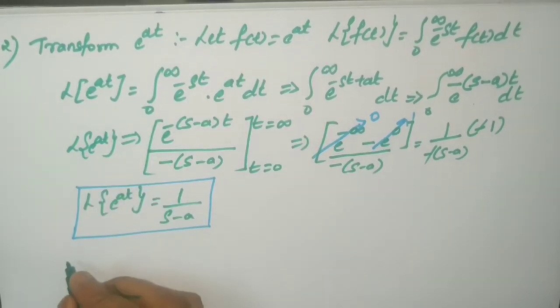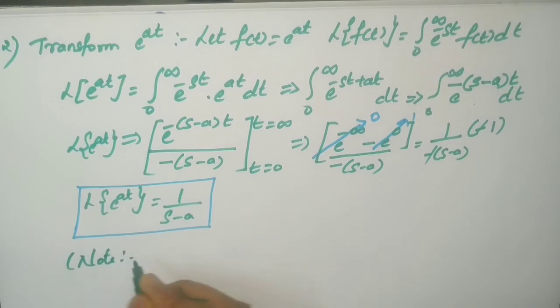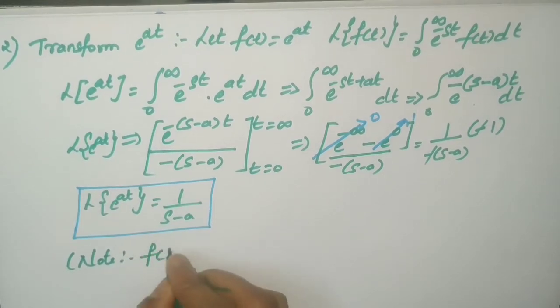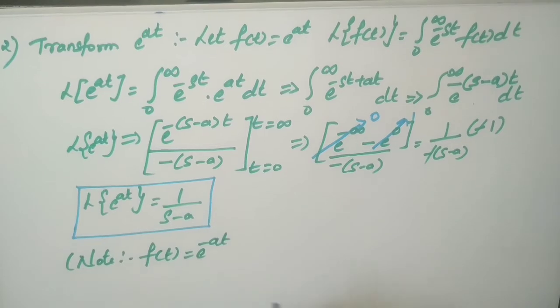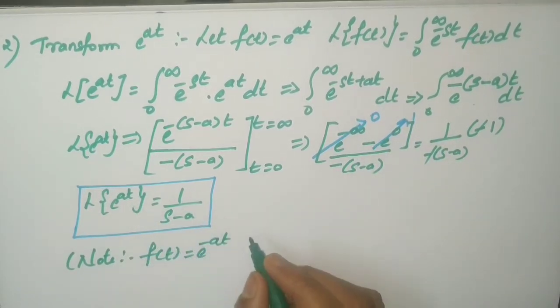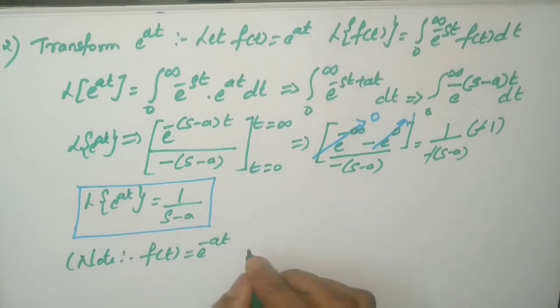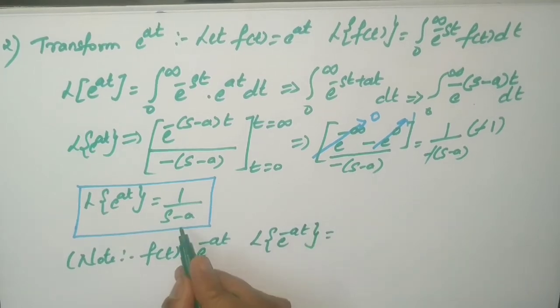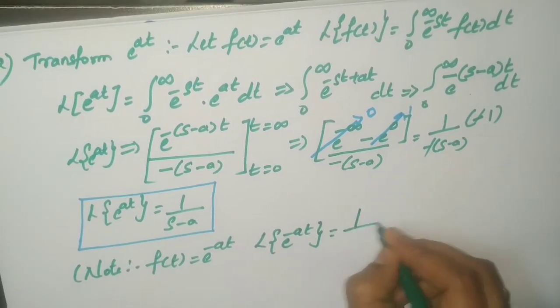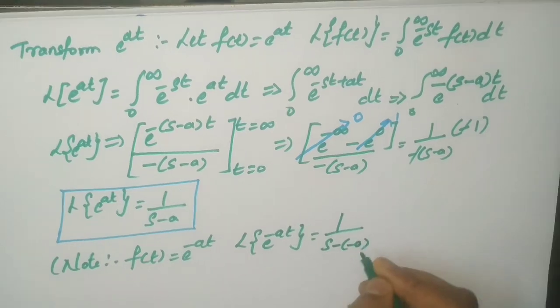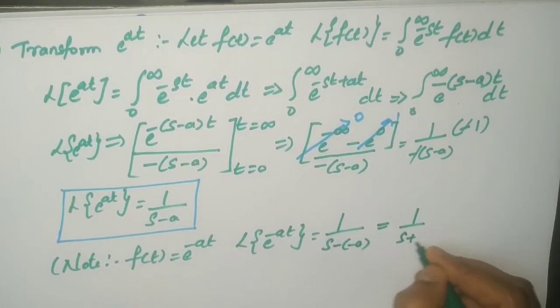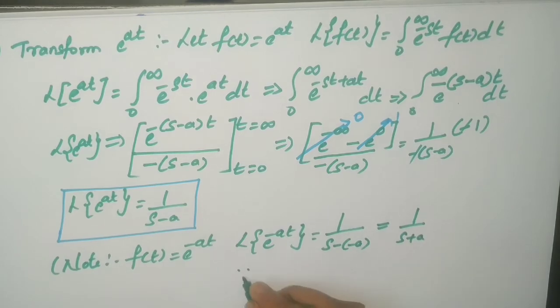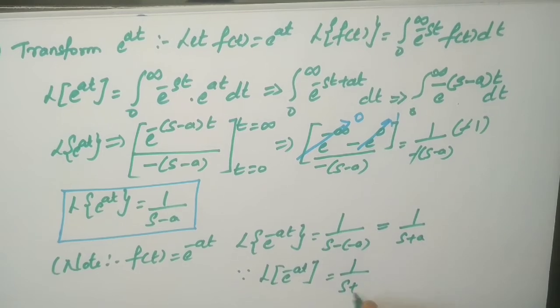You can take it as a note. Instead of e power at, if we have f of t as e power minus at, you can apply the same procedure of solving, or you can directly replace a by minus a in our previous result. So Laplace transform of e power minus at: in this formula you put a as minus a, so it becomes 1 by s minus of minus a, which is 1 by s plus a. So remember, Laplace transform of e power minus at is 1 by s plus a.